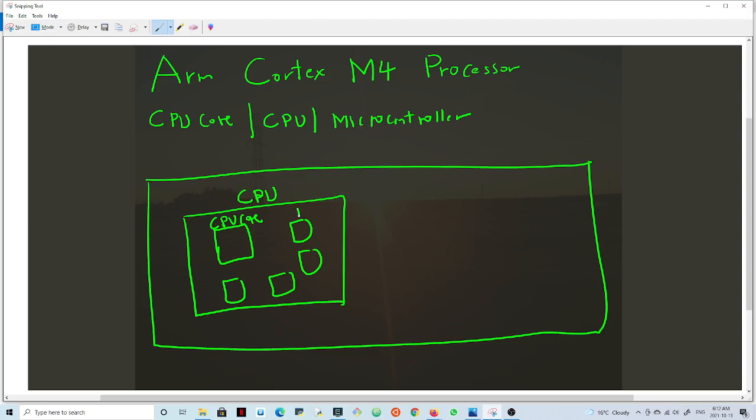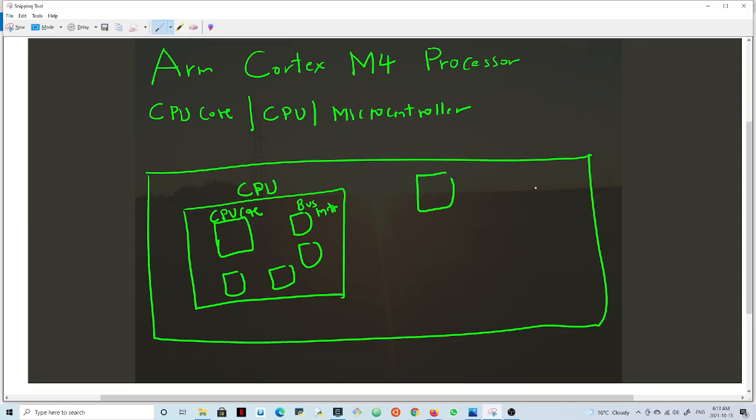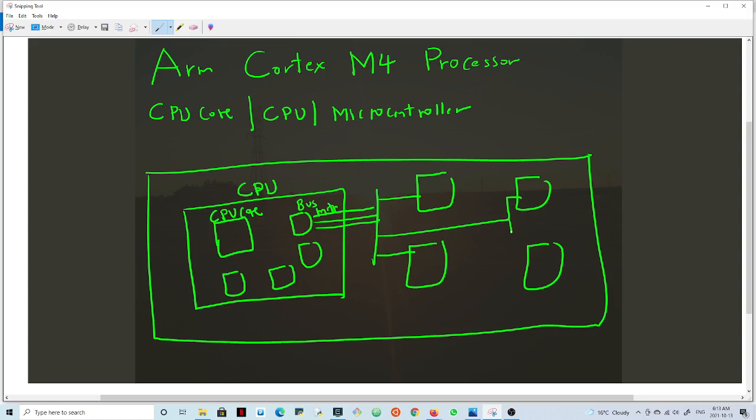Of course, one of the main ones would be the bus matrix that would interface with the rest of the microcontroller. Now, out here, you would have peripheral blocks with various functionalities, maybe GPIO, UART, and timers, stuff like that. So this bus is going to interface with these guys here. Now, this will constitute the microcontroller.